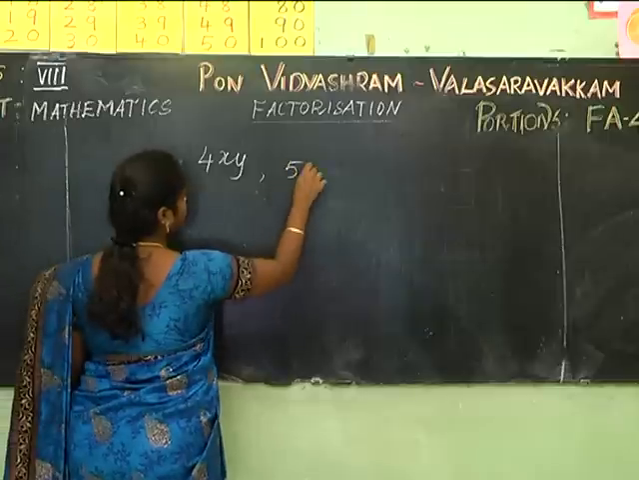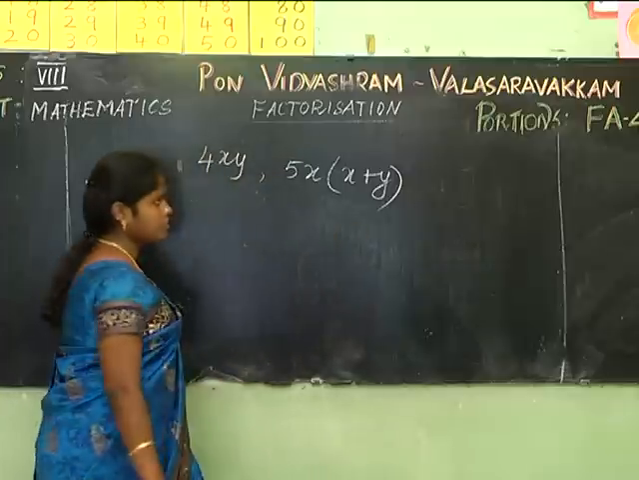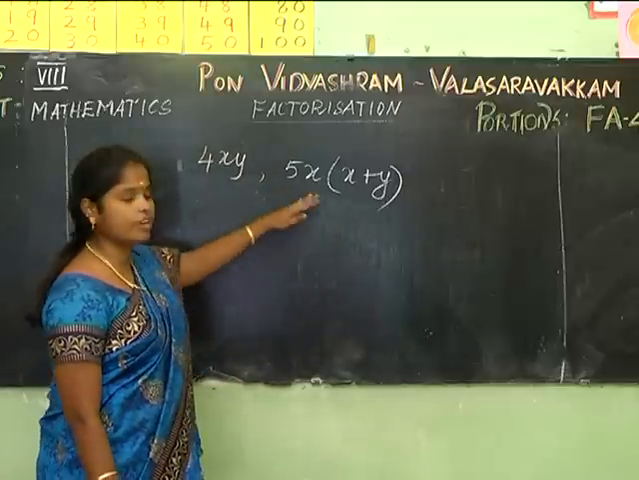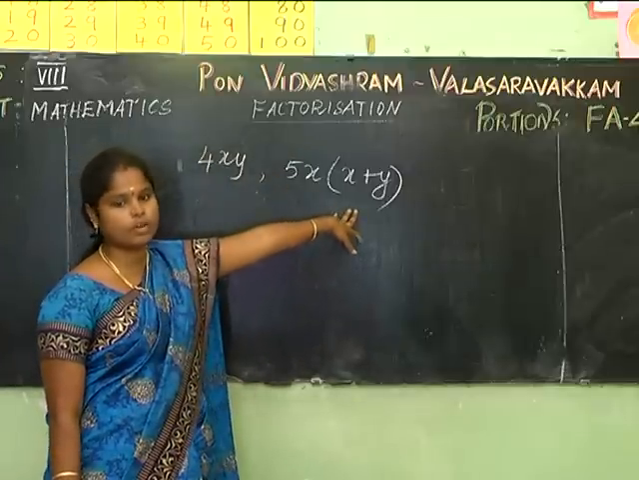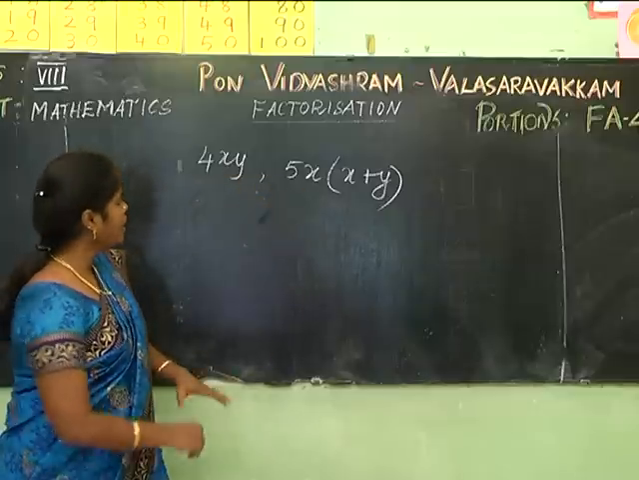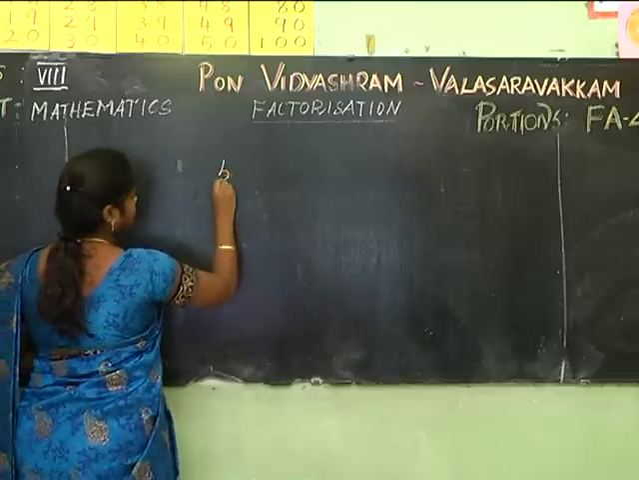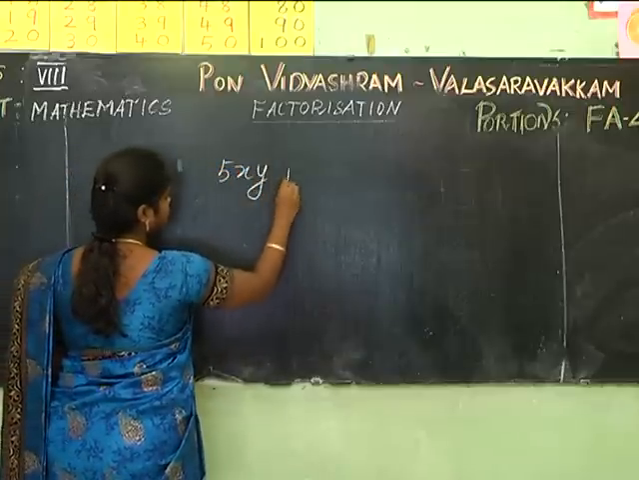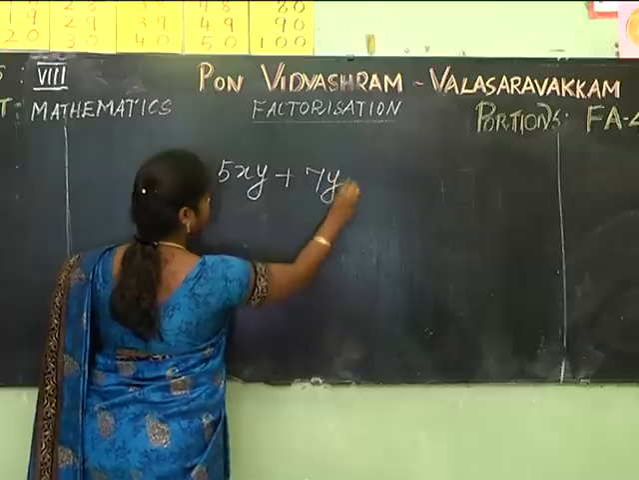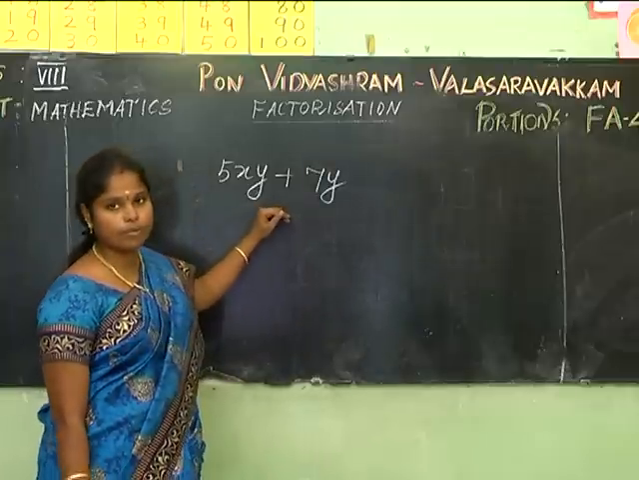4xy, 5x, comma, x plus y. The expressions like 4xy and 5x comma (x plus y) are already in terms of the product of factors. For example, how will you factorize this binomial?